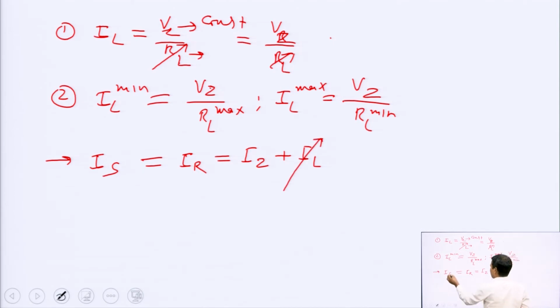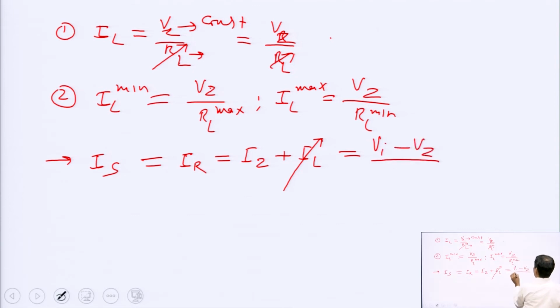Then what will happen? What is the equation of IR or IS? This is equation 2 and equation 3. This is equal to V input minus Vz upon R. Here V input is constant, and here Vz is also constant, and here R is also constant.